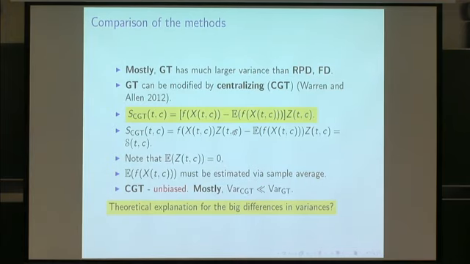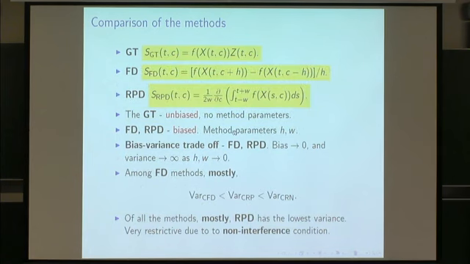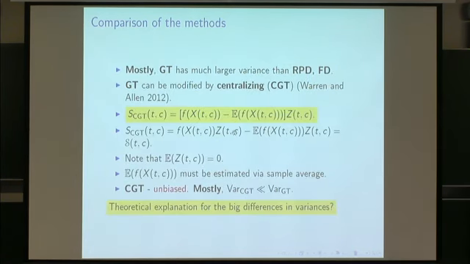Okay. It can be modified by centralizing it. So Warren and Alan, who just spoke before me, had a paper in which they used, instead of the Girsanov estimator being this, they subtracted the mean of f. Okay. And it makes no difference in expectation, because if you pull this out, the Z has 0 mean. So it has the same expected value. Okay, so it's an unbiased method.